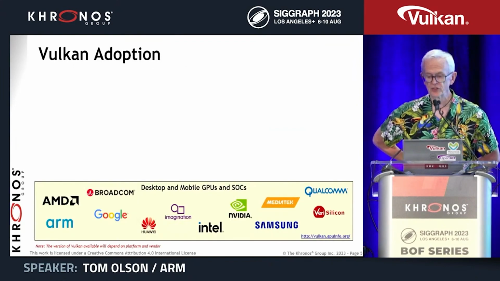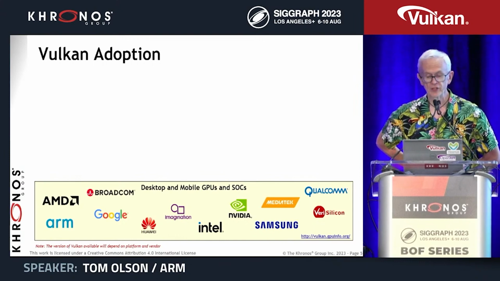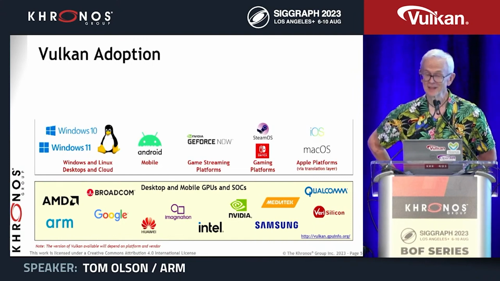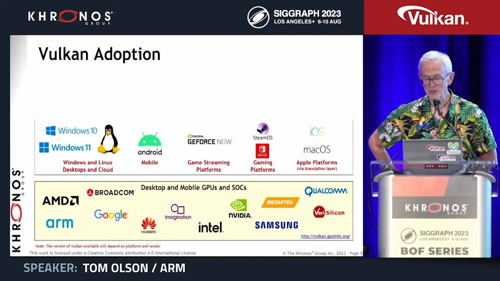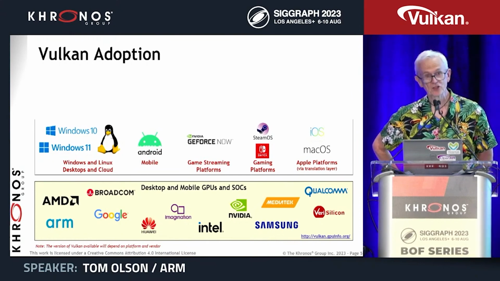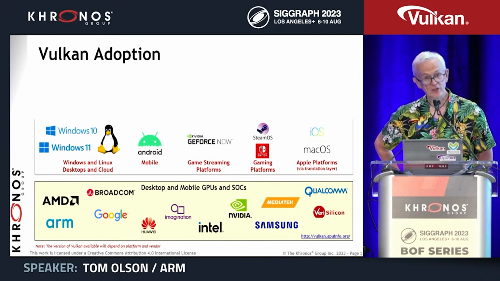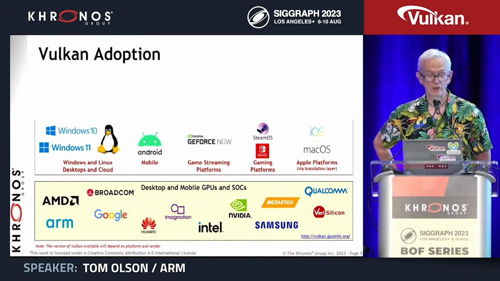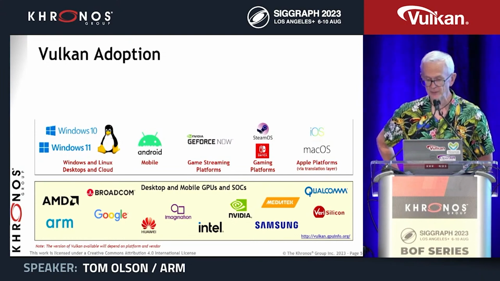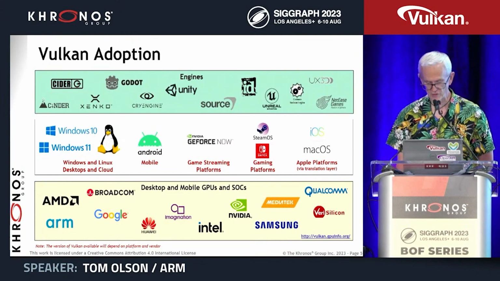Since launch in 2016, Vulkan has been widely adopted. There were implementations available from all of the mainstream GPU vendors except Apple. At the platform level, it's available on Windows, Linux, Android, several game platforms, including Switch and Steambox. And although it is not officially supported on Apple, you can write Vulkan applications that run on Apple using the MoltenVK shim layer. And finally, of course, tons of middleware. All the big game engines have Vulkan paths.